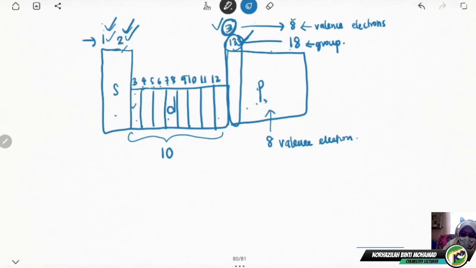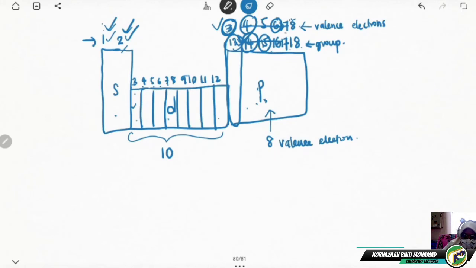So kalau kat sini 3, kalau tiba-tiba sebelah dia ada 4 electron valence kan? Boleh tak dia jadi group 4? Tak apa, dia 10. So, dia jadi grup 14. Kalau ada 5, dia jadi grup 15. Kalau ada 6, dia jadi grup 16 kan? Kalau ada 7 valence, dia jadi grup 17. Kalau 8, dia jadi grup 18.